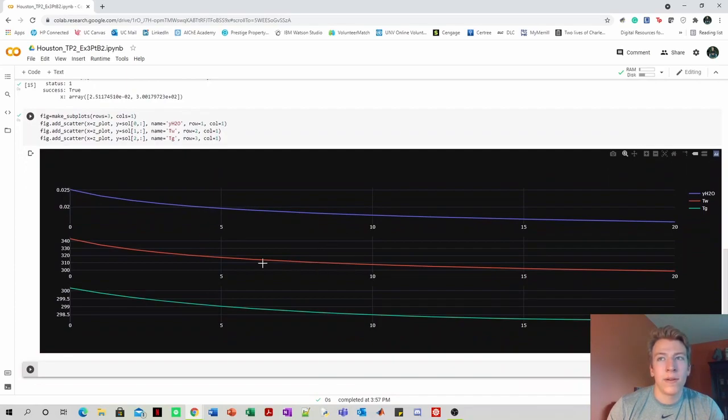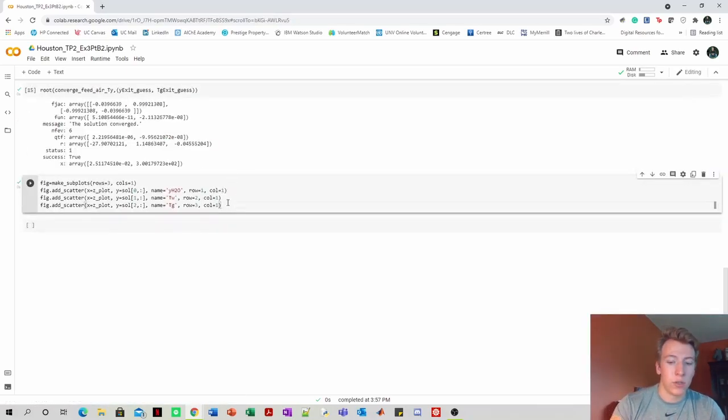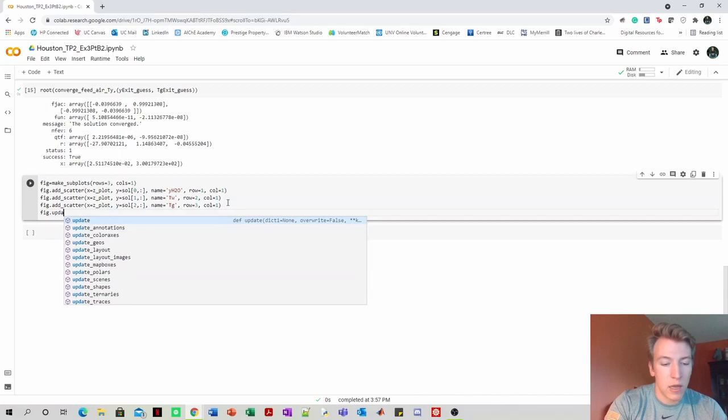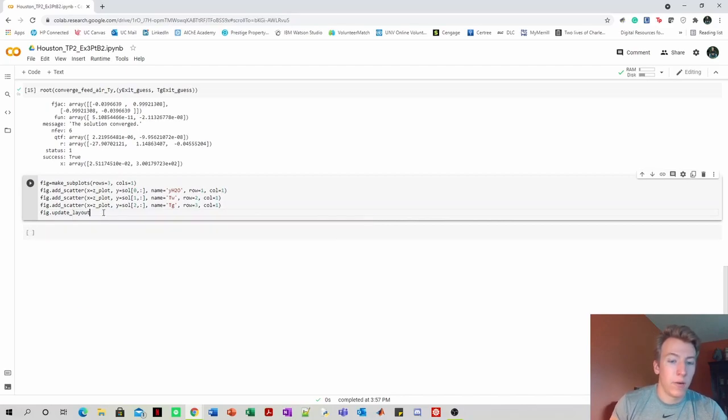Alright, so we have our 3 graphs here, but what we're going to want to do is, you can see the spacing for the x and y axes are kind of lopsided. So to change that, what we are going to do next is do a fig update for the scatter. So fig.update, and the layout, that is. As you can see, that's one of the options here, fig layout.